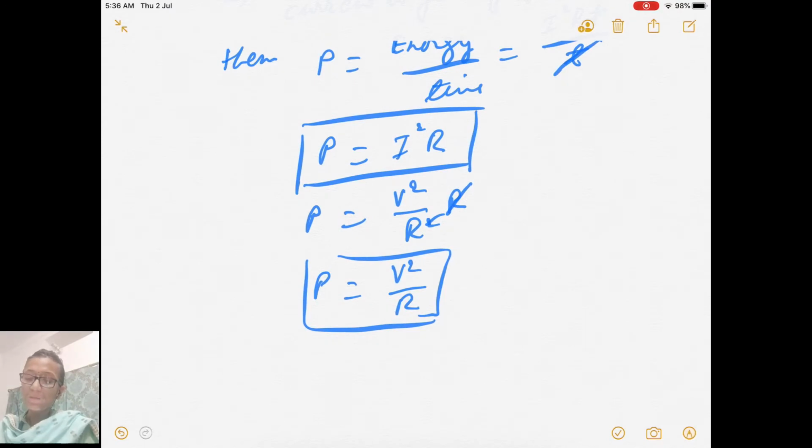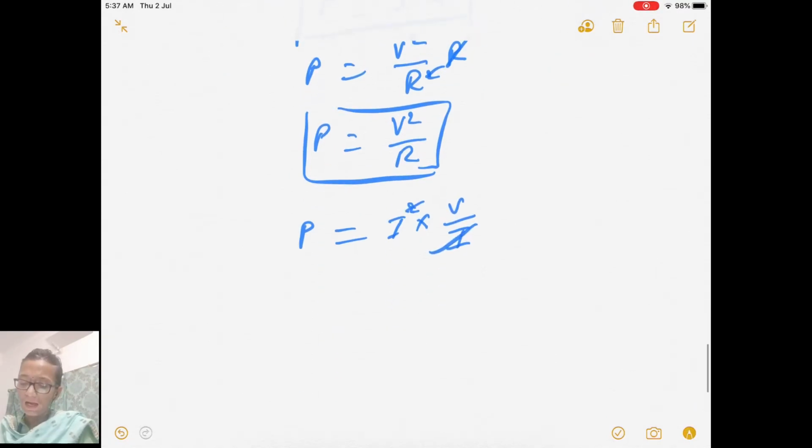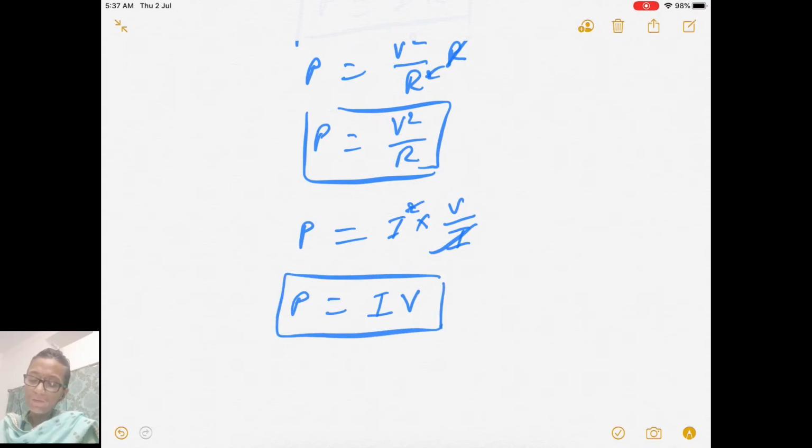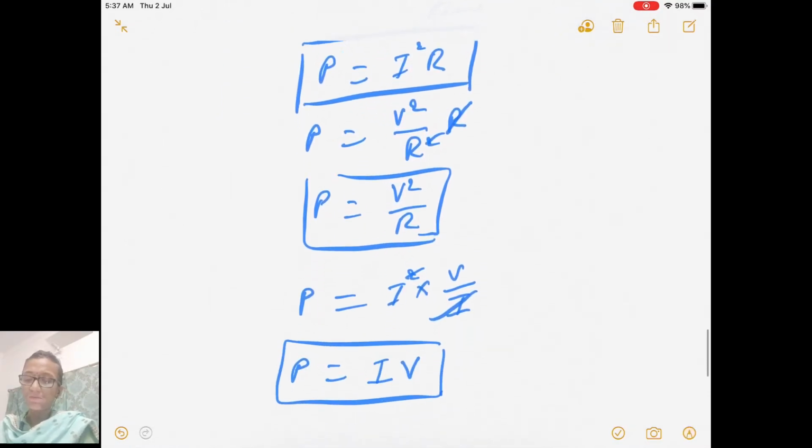Now next thing, in terms of I and V, from Ohm's law, when you replace this R and change it in the form of I and V, in place of R we write V upon I. So finally we have three equations of power. Here we got power is equal to IV.